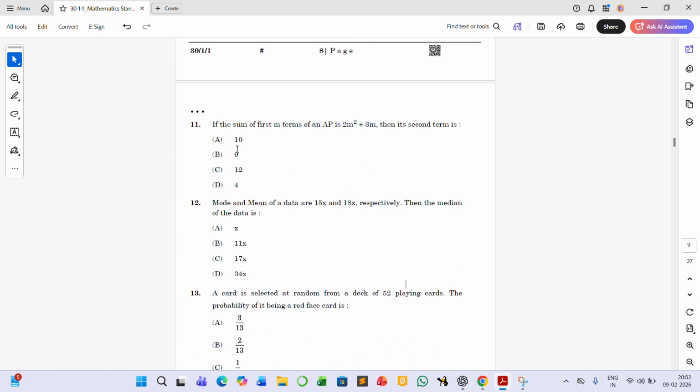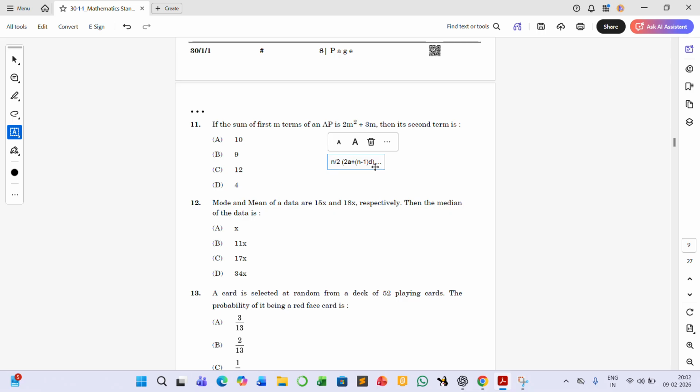Next one. If the sum of the first m terms of an AP is this, then find its second term. Okay, so the equation becomes like this. Do you know the formula of it? n by 2 into 2a plus (n minus 1)d is the sum, right?